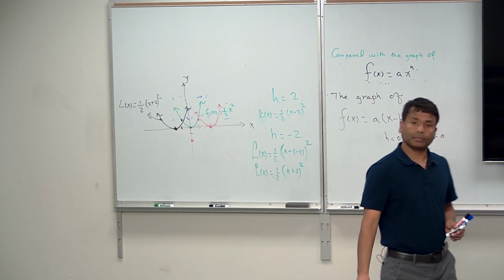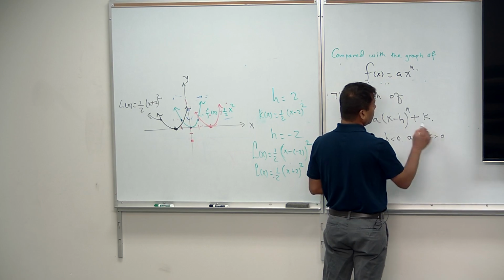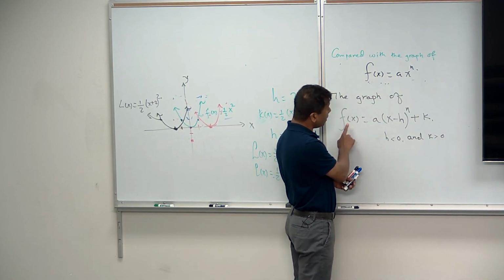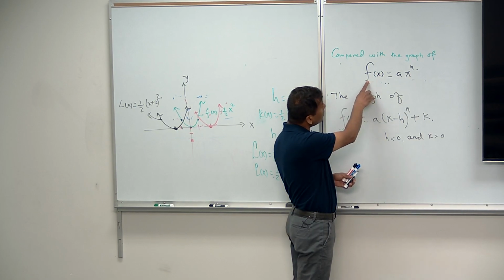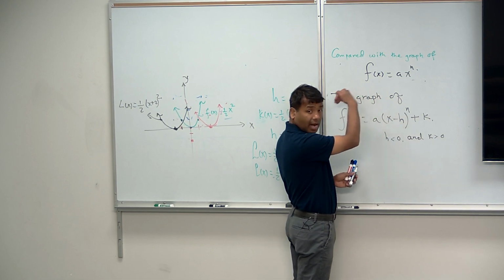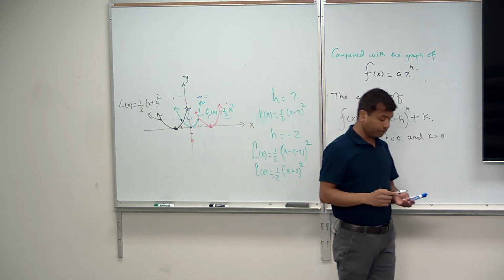Right? And if we do this, you will obtain the graph of this function by shifting the graph of this function h units left, k units up. Okay?